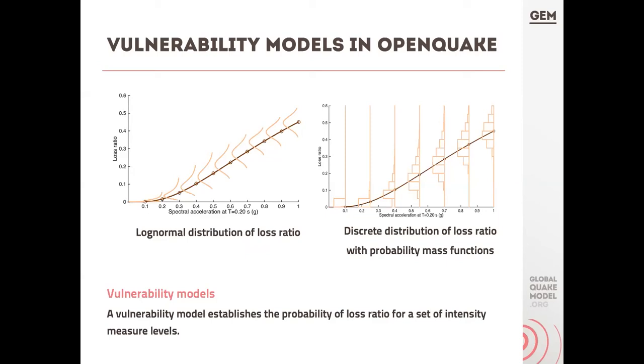Given a level of shaking, you could model the expected loss ratio as a log normal distribution or as a beta distribution. Or otherwise, if you have some empirical data which relates ground shaking to the level of economic loss observed, then you can also fit discrete distributions of the loss ratio conditional on the ground shaking using probability mass functions. So you can input different kinds of vulnerability functions into OpenQuake.